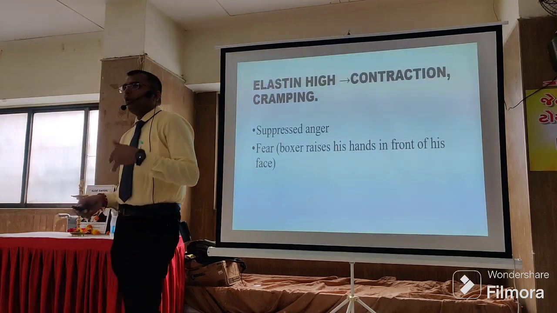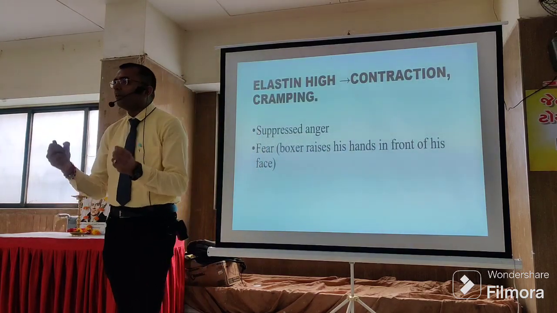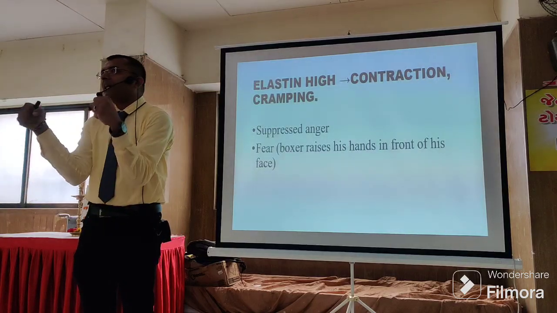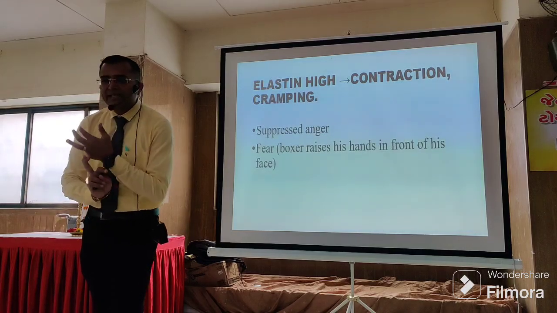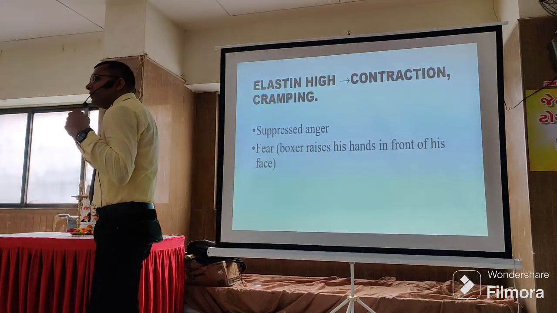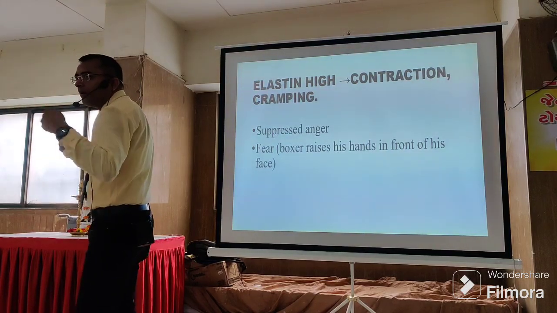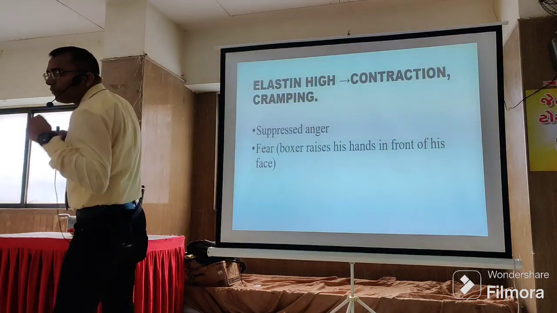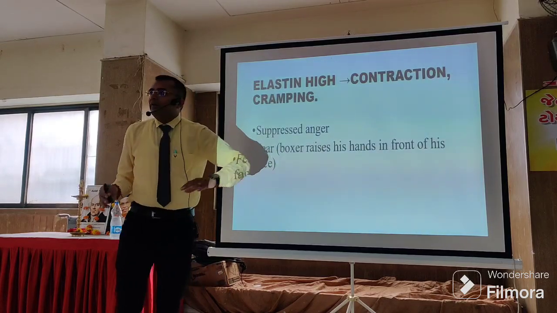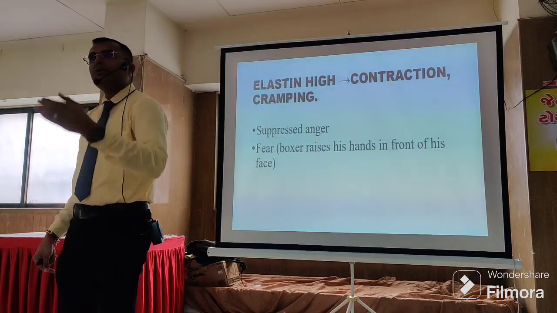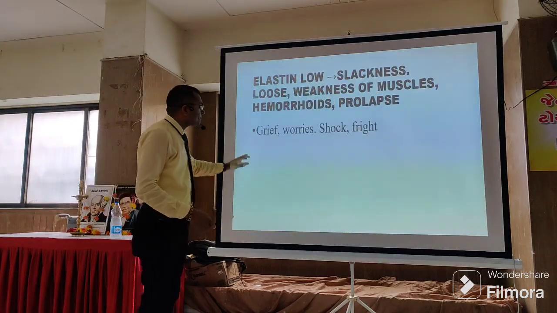If the protein has been changed, like elastin high, then when the elastin is high, there is cramping and contraction. So most of the time in CP children, they are like this, stiff. Okay, so this is mostly because of suppressed anger or the boxer attitude. What is the boxer attitude? If the opponent is giving me a punch, I will be in strength to fight. So this is the contraction. This contraction gives rise to a fear. So whenever you find a spastic CP, you need to ask about the suppressed anger or the fear related to a certain situation in the mother's life.